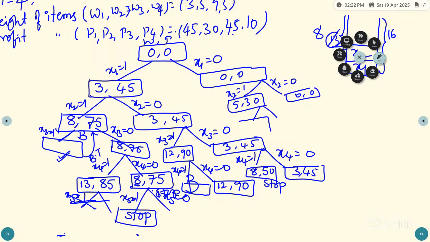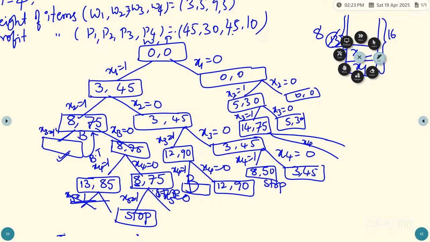If the third item is selected, x3 is equal to 1. First item not selected, second item selected, third item you assume is also selected. The third item's weight is 9, plus the already filled 5, 9 plus 5 is 14 filled. 30 plus the third item's 45 is 75. Selected for the same cost, 5 comma 30.